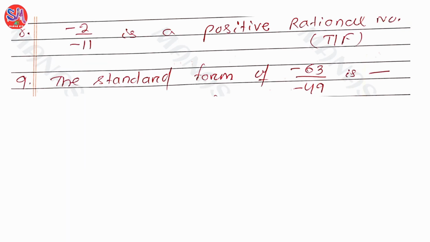Minus 2 by minus 11 is a positive rational number. Yes, both signs are equal. That's why it is a positive rational number. So it is true. The standard form. Okay, so how to solve this type of question?